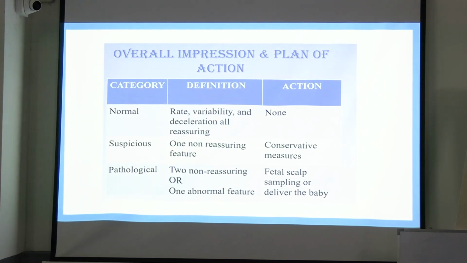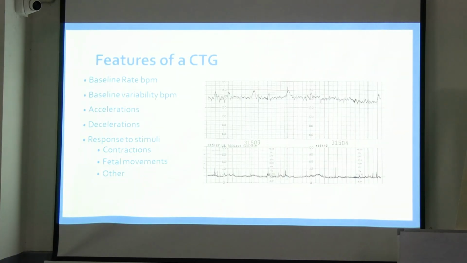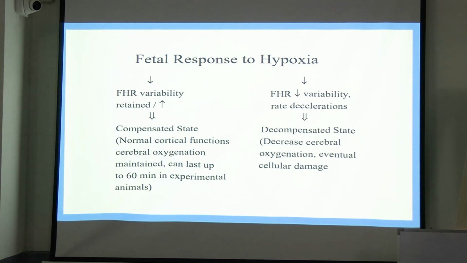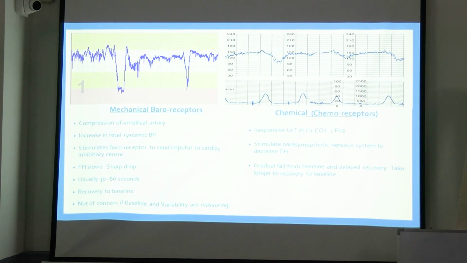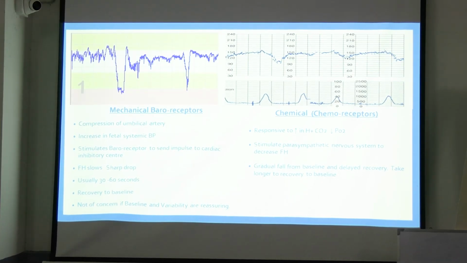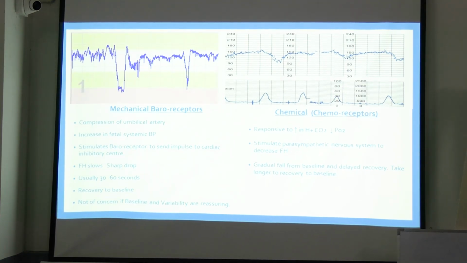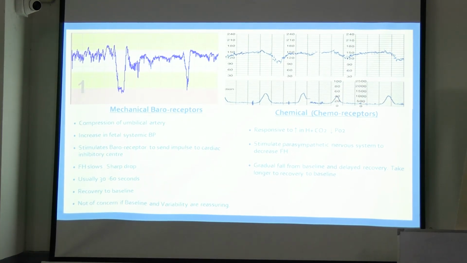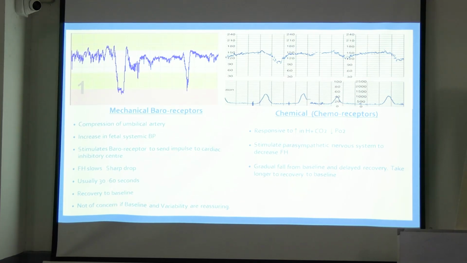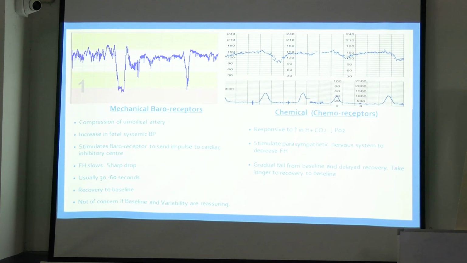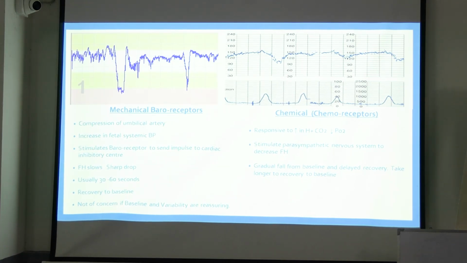So why does it occur? There are some chemoreceptors and baroreceptors in the human body, and these are present in the fetus. Chemoreceptors respond to increased carbon dioxide and hypoxemia, and stimulate the parasympathetic nervous system to decrease the fetal heart rate. Okay. Gradual fall from baseline and delayed recovery will be there. It takes longer to recover to baseline, if chemoreceptors are stimulated.